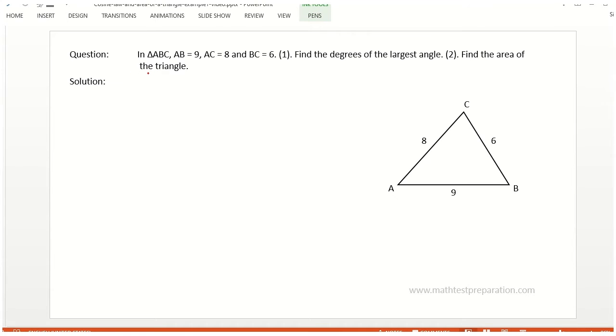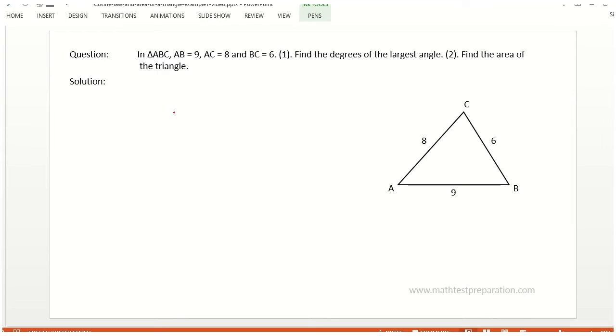In this lesson, I'm going to talk about oblique triangles. The question is: in triangle ABC, AB is 9, AC is 8, BC is 6. The question asks, what is the degree measure of the largest angle in triangle ABC? The second question, what is the area of the triangle? Now, let us solve this problem.